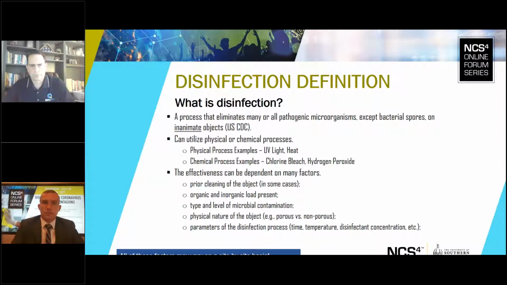covering today. Another thing that we're really going to be focusing on is that the effectiveness of disinfection can be dependent on many factors, such as prior cleaning of the object, how much organic or inorganic load is present on the object or the surface. You can just think about that as how dirty the object is while you're trying to disinfect it. The type and level of microbial contamination, the physical nature of the object or the surface, whether it's porous versus non-porous, can be very important as well. And then finally, other parameters of the disinfection process, such as the time that you're using the disinfectant, the temperature, the disinfectant concentration, and other parameters.